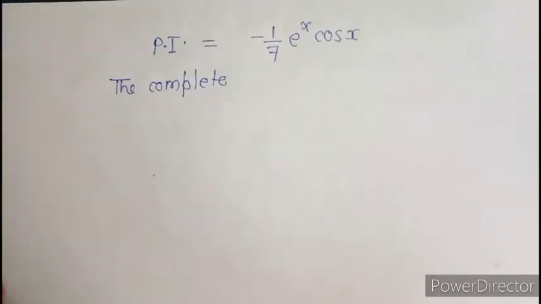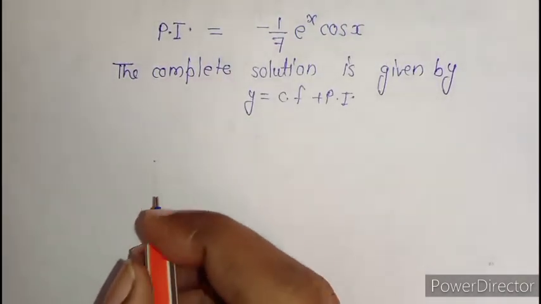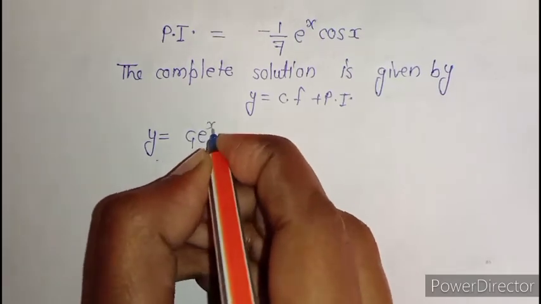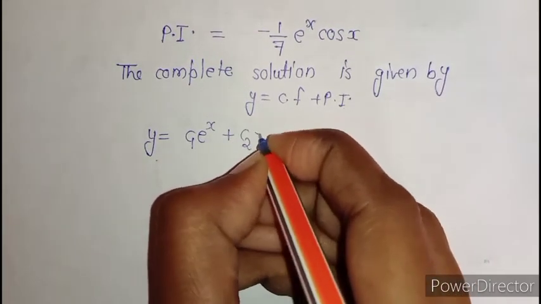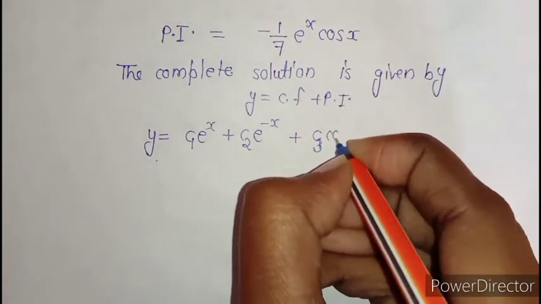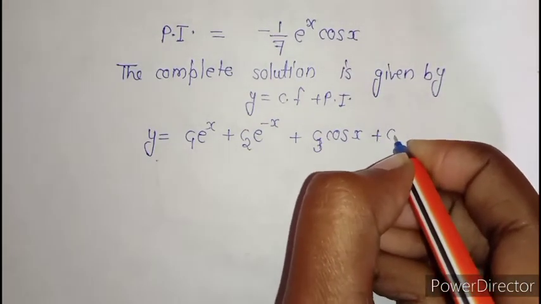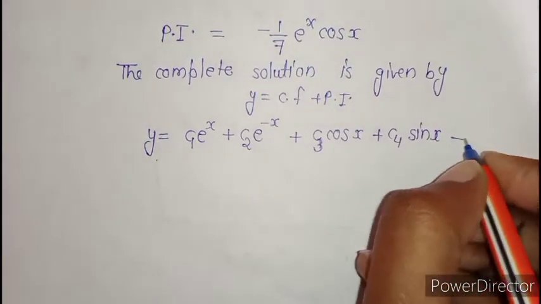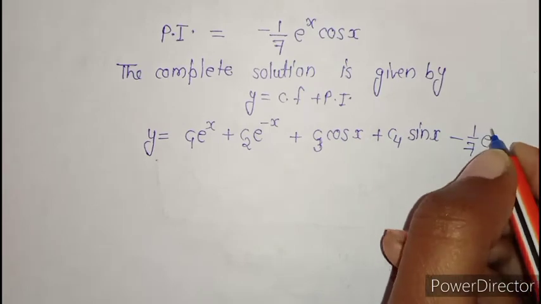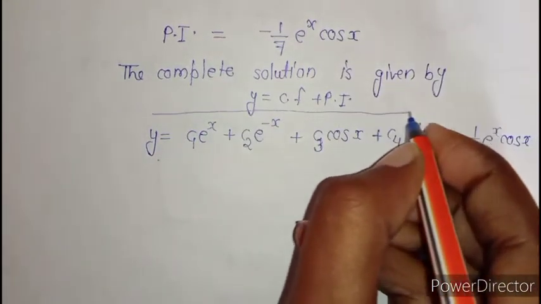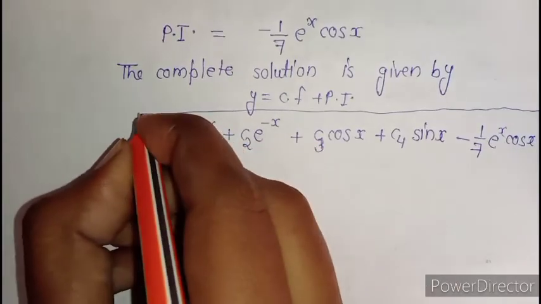y is equal to c1 e raised to power x plus c2 e raised to power minus x plus c3 cos x plus c4 sin x plus our PI, that is minus 1 by 7 e raised to power x cos x. So this is the complete solution for our first example.